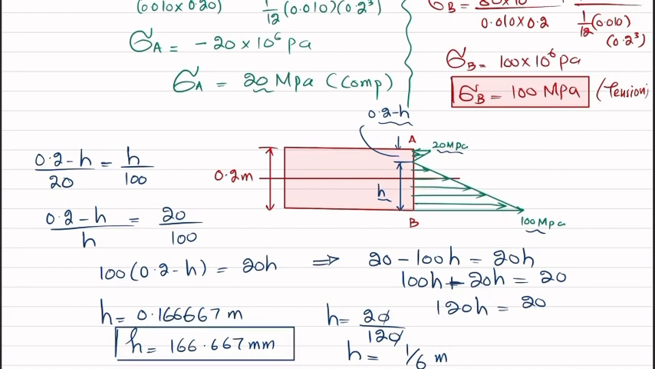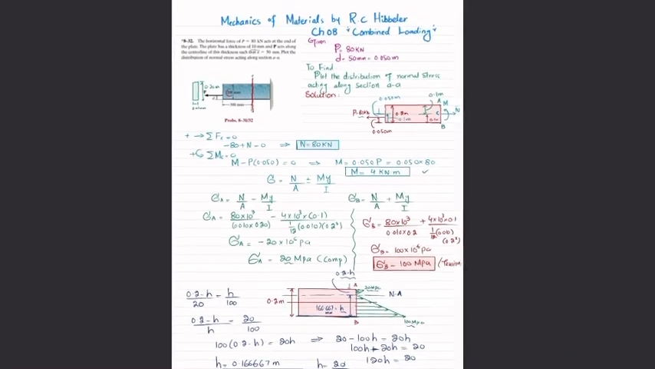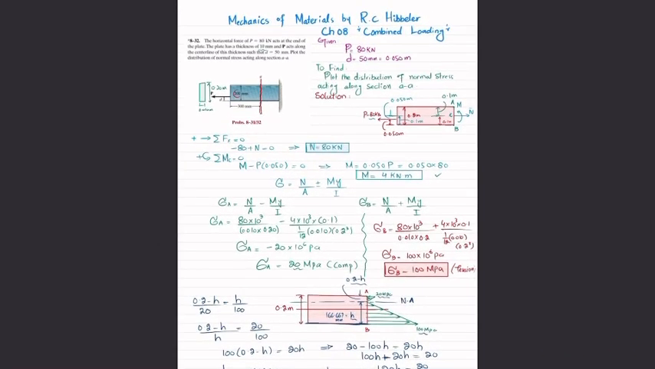So it means that below the line, or below this portion of the plate, h will be equal to 166.667 millimeter. When you go from this line to this point, it will be its neutral axis. Neutral axis for this beam is where the bending stress will be equal to 0. So this was the stress distribution of normal stresses acting along section AA, and that was all about problem 8-32.